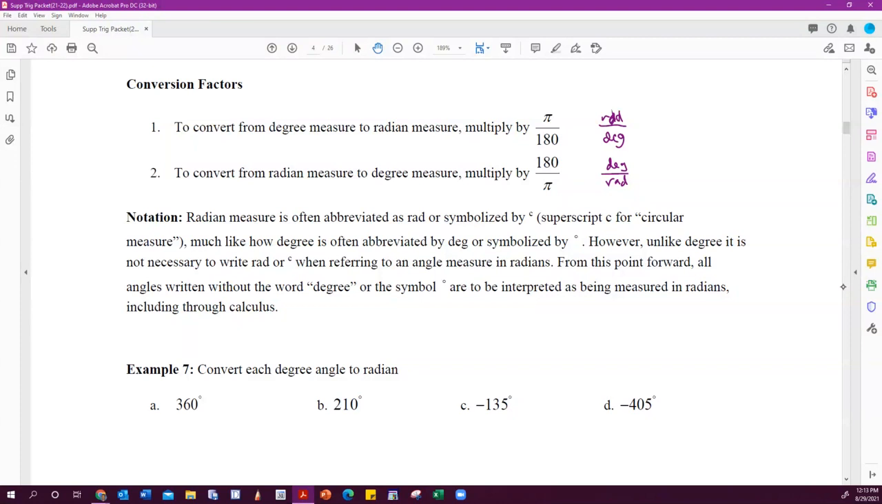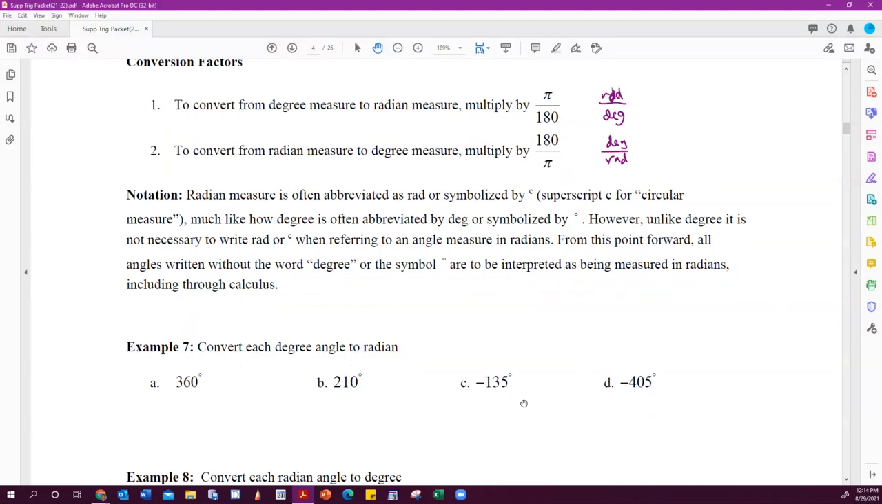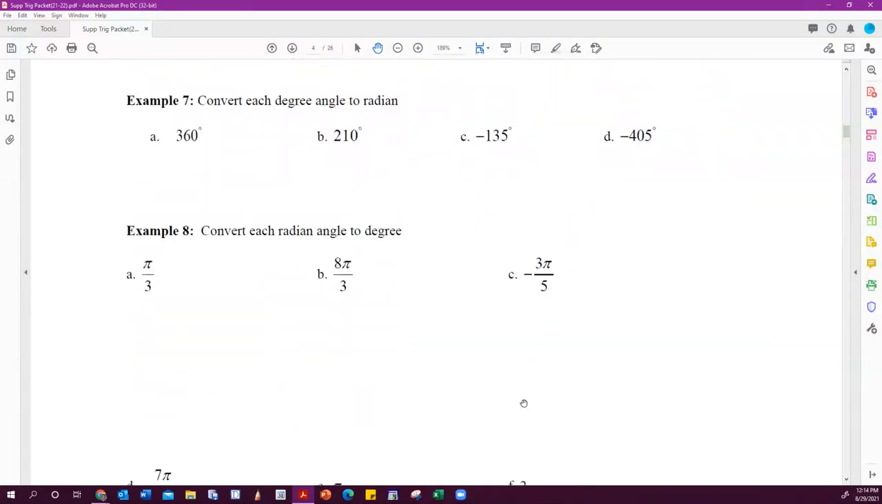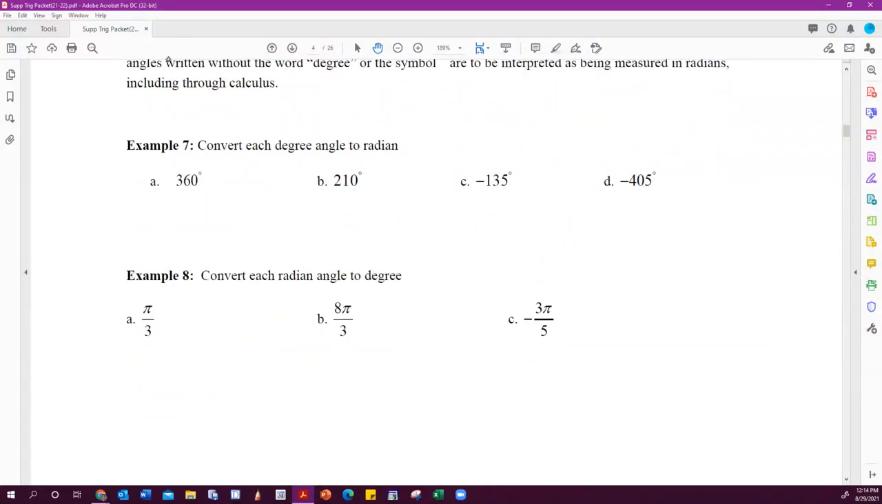In our class, we won't use a C or anything else to represent radians. In fact, if there is no symbol, if we don't put a degree, then the angle is understood to be in radians. So now let's convert these angles. They're given in degrees, and we'll convert them into radians. I'll multiply this by pi over 180.